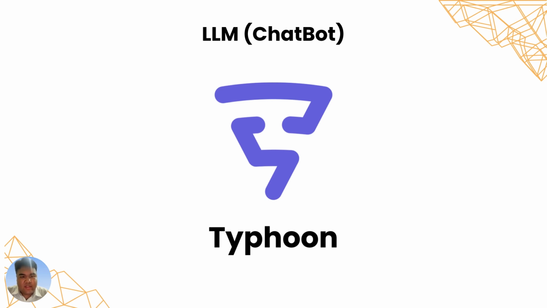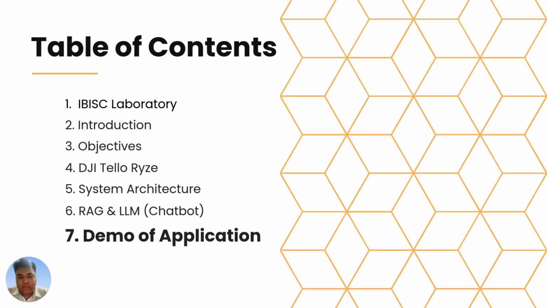So the last one is the chatbot. Actually, we can use many chatbots. Now there is OpenAI's ChatGPT, Google's Gemini, or maybe Claude, Grok, like that. But Typhoon is from Thailand, from SCB. Yeah, it gives us a free API to use right now. So I will use Typhoon for the testing right now.